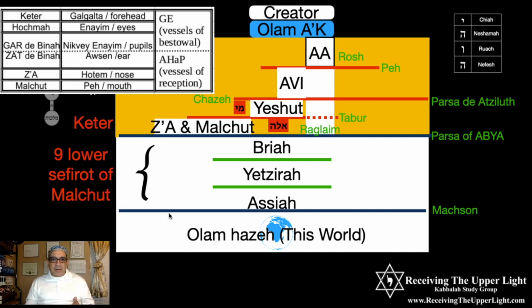This line that you have here is a restriction, just as this line here, which is the Parsa of Abiya, is also a restriction. The same thing with the Parsa of Atzilut, which is a restriction. Peh is a restriction. Restriction means that there's a barrier. So we have a barrier that divides this physical egoistic world from the spiritual world, which is the world of Abiya, Atzilut, Beria, Yetzira, and Asiya. And that barrier is called the Machsom. The Machsom is basically this barrier that doesn't let us be in contact with the Creator.